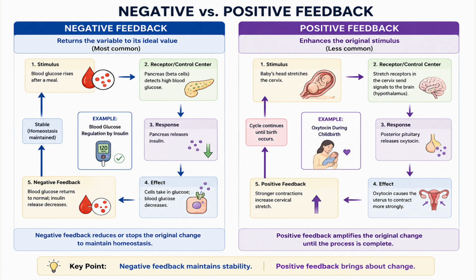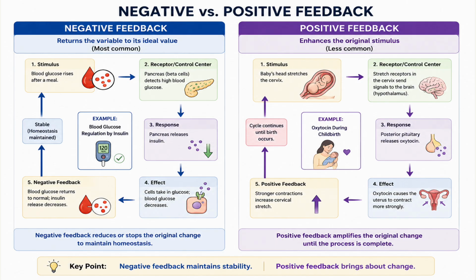So a classical example of a positive feedback mechanism is the release of oxytocin during childbirth. Now, as the baby's head stretches the cervix, the stretch receptors send signals to the hypothalamus. In response, the posterior pituitary gland releases oxytocin. Because remember, we said that's the gland that releases oxytocin. This oxytocin stimulates stronger uterine contractions. So it's amplifying the effect, which further increases the cervical stretching.